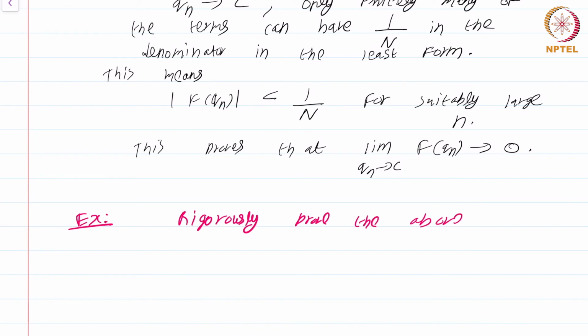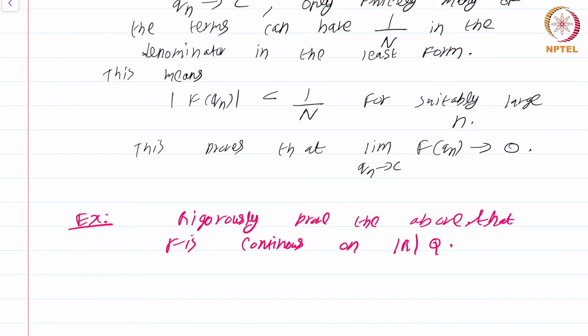Okay. What have we shown? We have shown that if you take any rational sequence Qn converging to C, then f of Qn must go to 0. Obviously, if you take an irrational sequence converging to C, f of that sequence obviously converges to 0. They will all be 0. Putting this together, f is actually continuous at the point C.